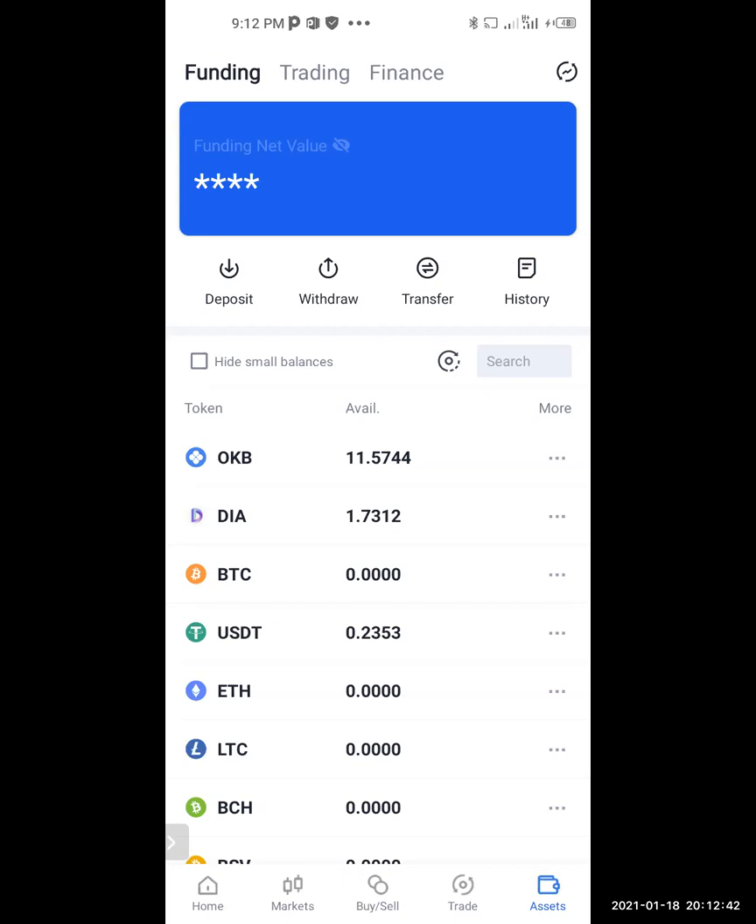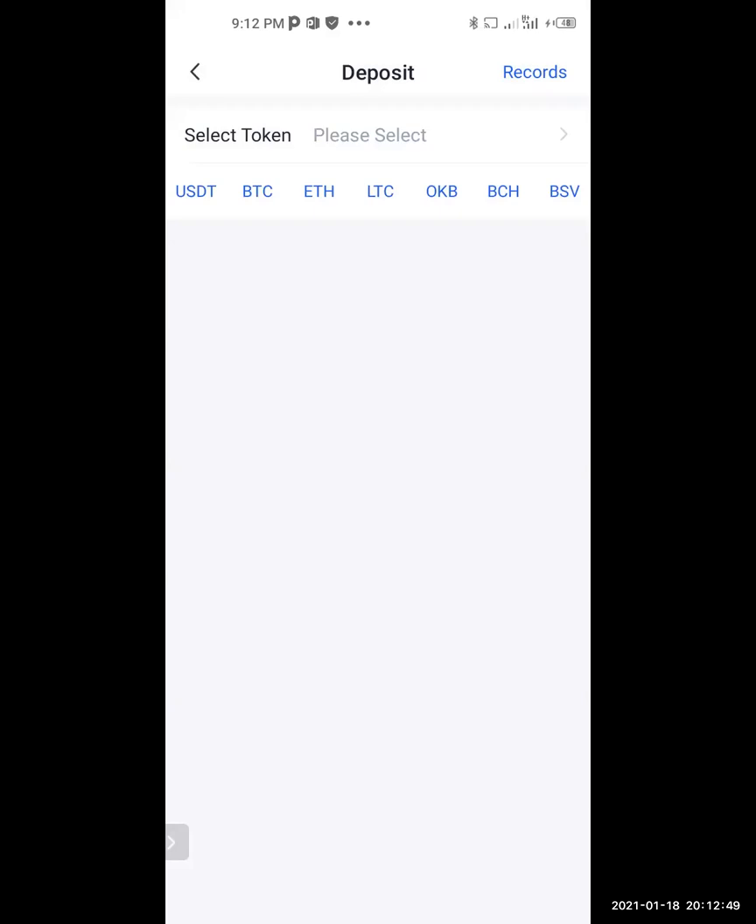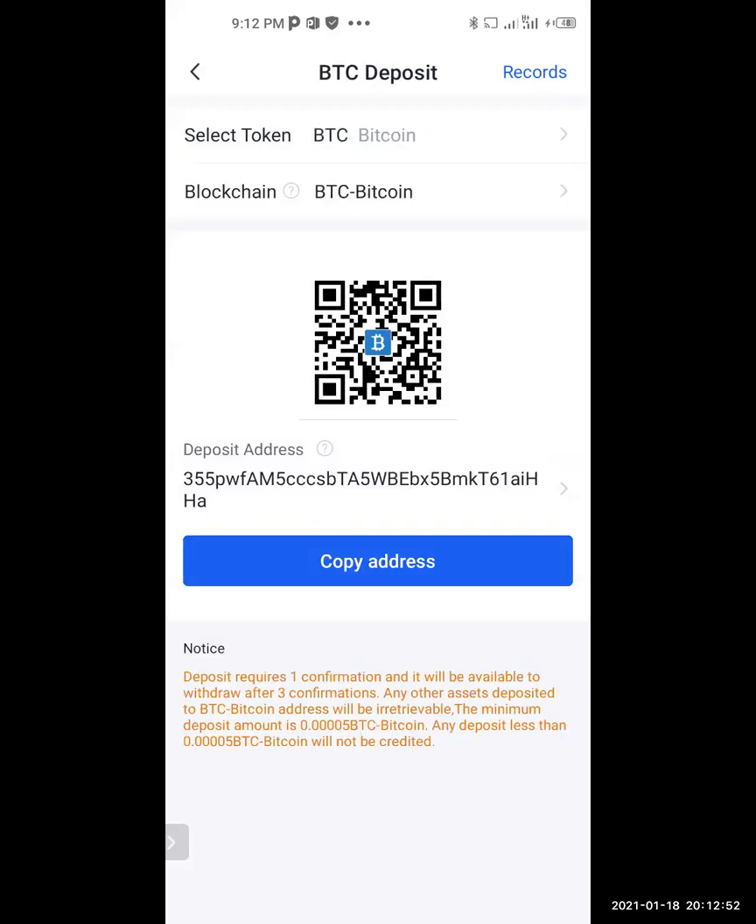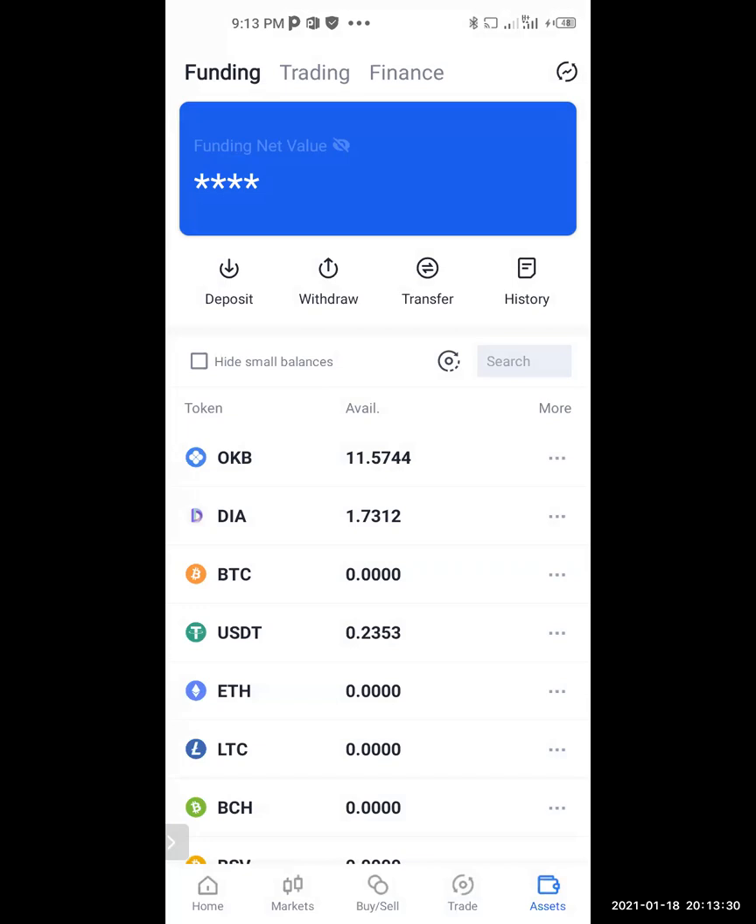So let's say you want to deposit Bitcoin now. You just go to deposit and you select Bitcoin. Now this is the Bitcoin address. A Bitcoin address is a unique address for every token on each wallet. No two Bitcoin addresses on two different wallets are the same. So you copy this address, go to your Bundle, for example, and withdraw your BTC to it. When you withdraw it, it will appear on OKEx after some minutes.